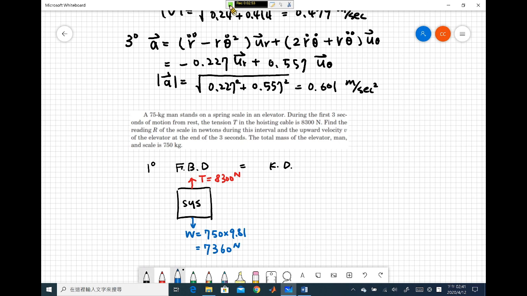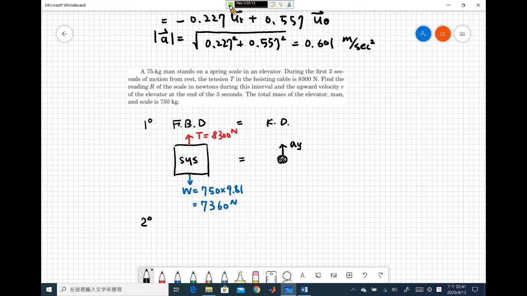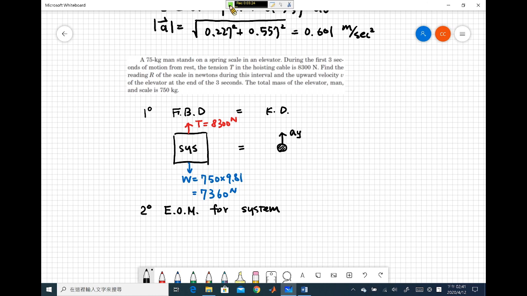And then this guy is the single particle with acceleration. We define its upward a y. So you can determine the equation of motion for this system. Your sigma Fy will be equal to m times ay. We determine the positive is upward. So your T minus W will be equal to your mass times ay.